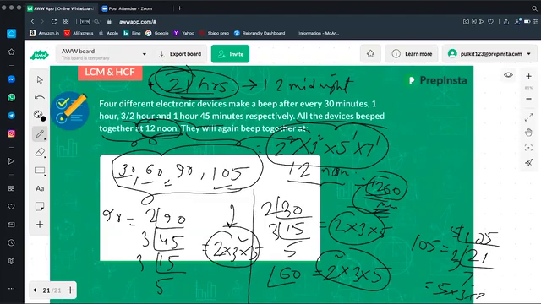Vishnu. Right. So if the bell rang together at 12 noon, so after 21 hours, what time would it be? After 12, it would be 12 midnight and then 9 more. So it will be 9 a.m. Yes or no?